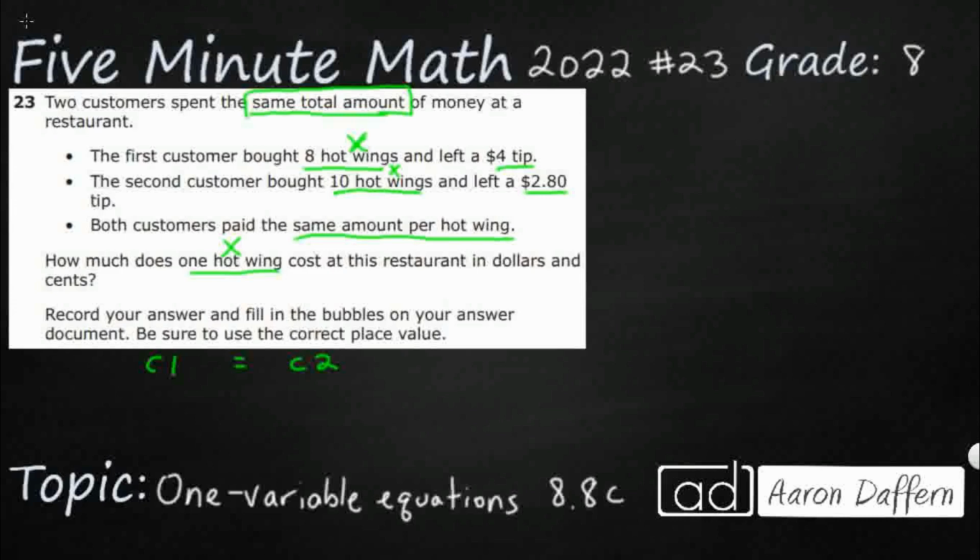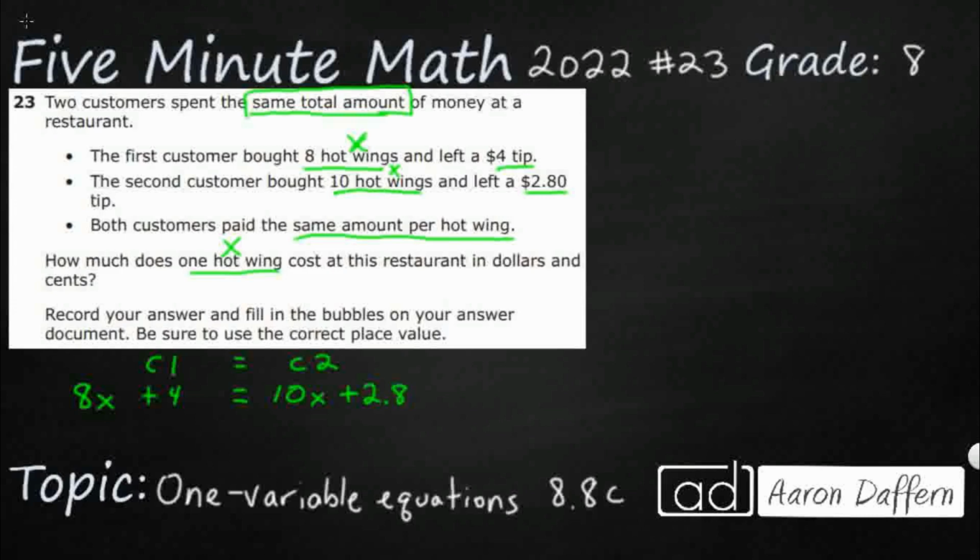So what do we know about this first customer? This first customer bought 8 hot wings. So 8 times our unknown, which is the hot wings. We don't know how much they cost, right? Plus a $4 tip. Kind of looks like the slope intercept form. Then on the other side, the customer 2 is going to buy 10 hot wings. So 10 times this X, 10 times the unknown. And then we're going to leave a $2.80. I'm just going to abbreviate that to 2.8. We can put that back in dollars and cents when we are finished.